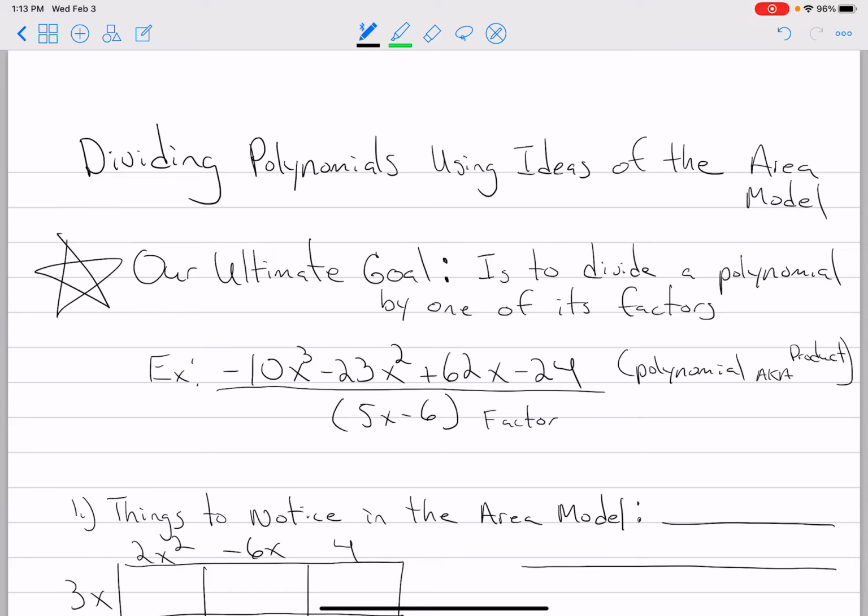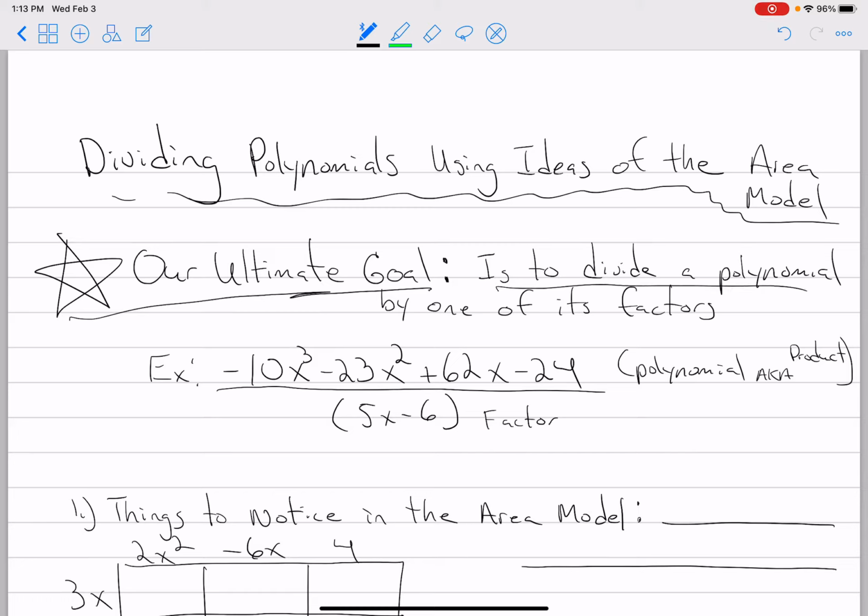Yeah, what they want. All right, we are dividing polynomials using ideas of the area model. You can pause anytime. I wrote it to try to make this video shorter. Recognize that our ultimate goal is to divide a polynomial by one of its factors. That's what we're ultimately trying to do: take a polynomial and divide it by one of its factors.